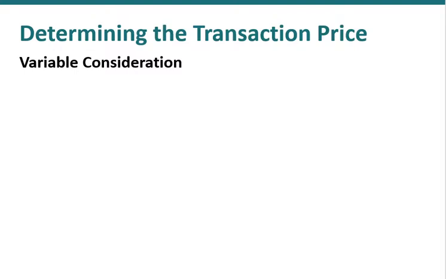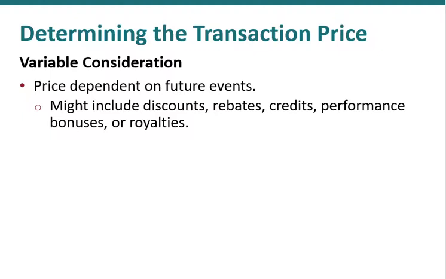In this video, we're going to walk through a transaction involving variable consideration. Variable consideration can make allocating this transaction price, step 4, difficult to do. Variable consideration exists when the transaction price depends on future events. These might include discounts or rebates, credits, performance bonuses, royalties, something that we're not sure will happen.